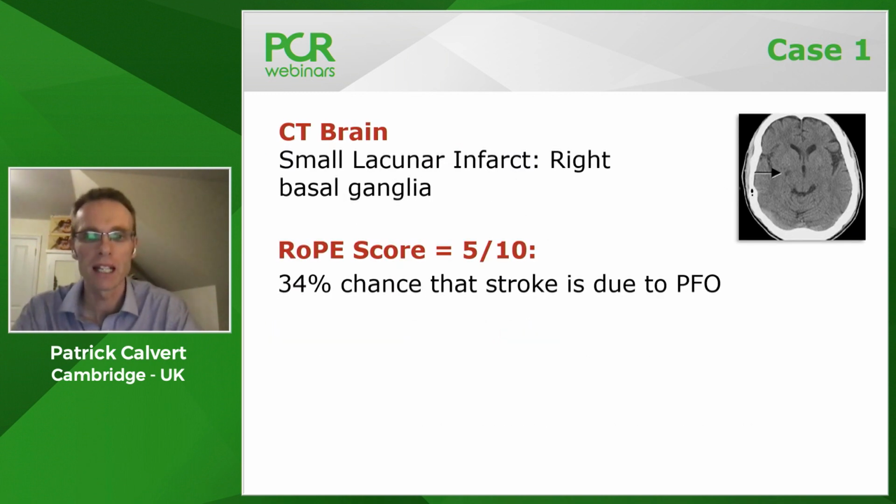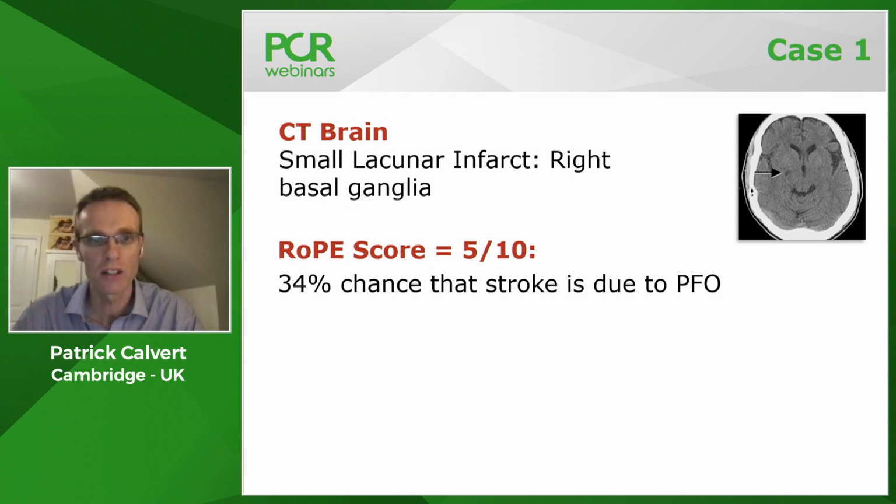If we look at the brain imaging here, and hopefully this will answer one of the questions we've had about lacunar strokes, this is a small lacunar stroke seen on a brain CT. It didn't actually require an MRI scan, in the right basal ganglion. I have calculated the RoPE score here. It's 5 out of 10. He accumulated some points, but not so many. And he's been penalized somewhat by his age, I think. And the RoPE score says that it's only a 34% chance that the stroke is due to the PFO.